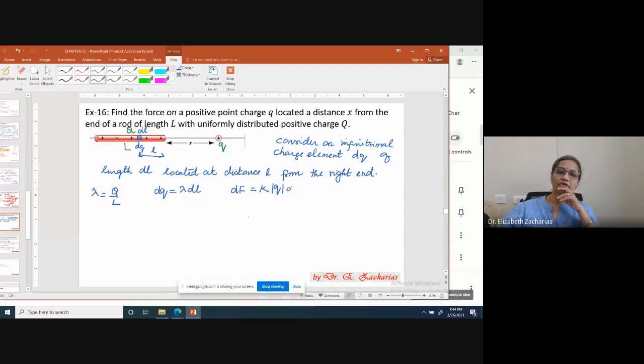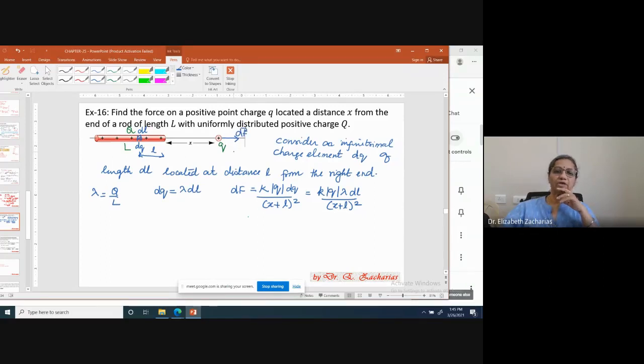So, what do I write here? Q then dq divided by, what is the distance of this element dq from Q? x plus l, right, very good. x plus l whole square. Okay, so that's your force, or I can write one more step. So k Q then lambda into dl divided by x plus l whole square. Okay, what is the direction of this force? Let me put the force vector on Q. It will be repulsive. This will be the direction.